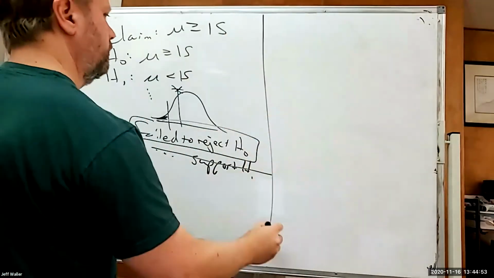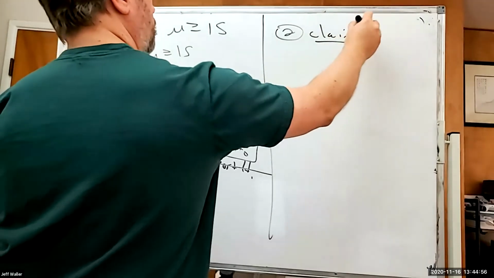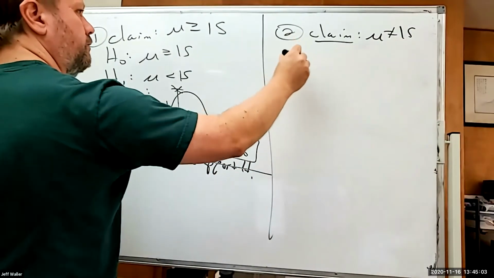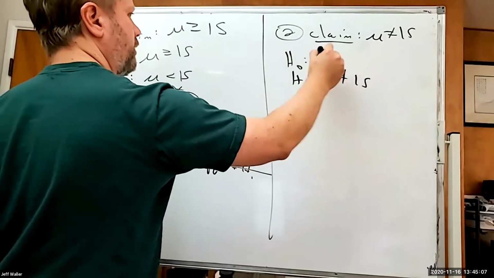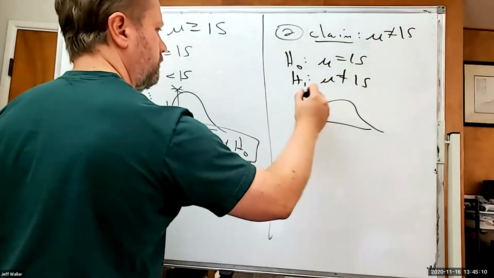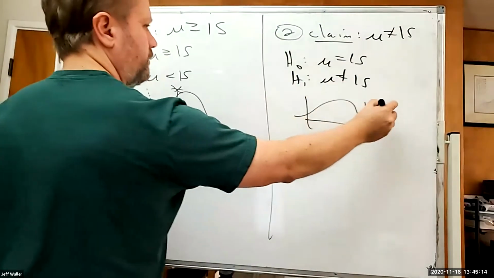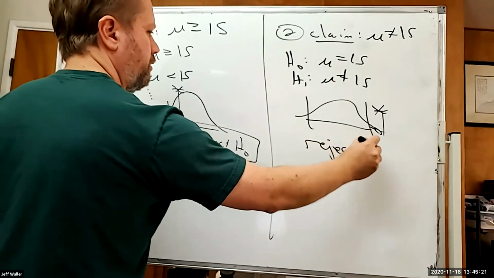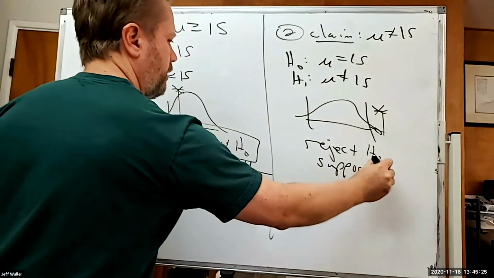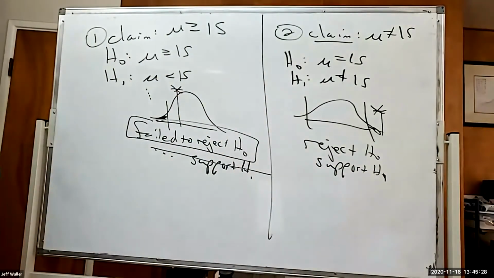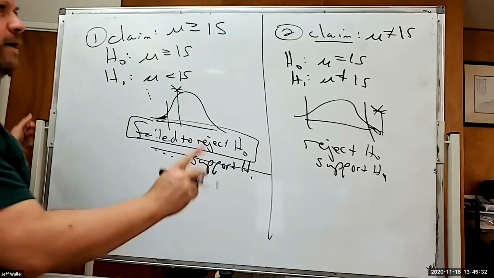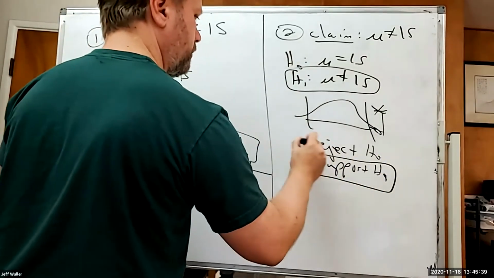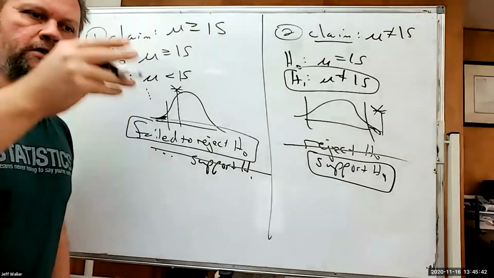So what if I had a problem where the claim was that mu is not 15? So that would be H1, right? Because it does not have an equal sign. And let's say this time it's a two-tailed test. Let's say this time I get up here. So that means we can reject the null. We can support the H1. Which language will I use? Which one was my claim? The H1 was my claim. So which language will I use? That language. Screw that language. I'm going to talk about the claim. I'm going to answer about the claim.